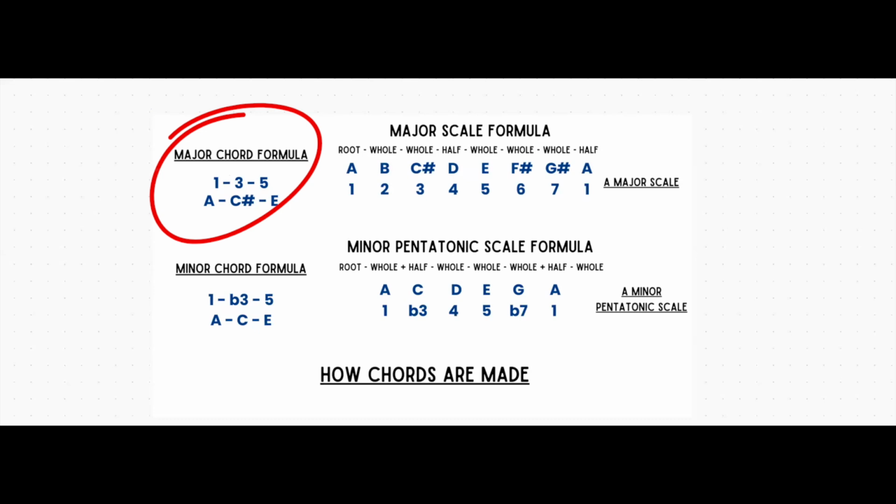The major chord formula is 1, 3, 5. As we talked about before with the formulas for the scales, the number formulas, not the whole half step formulas, they always come from the major scale of the same key. So the 1 of A is A, obviously, the root. Then 3 is C sharp, and then the fifth is E. So 1, 3, 5, you take those notes, put them here, and that's how we make a chord.